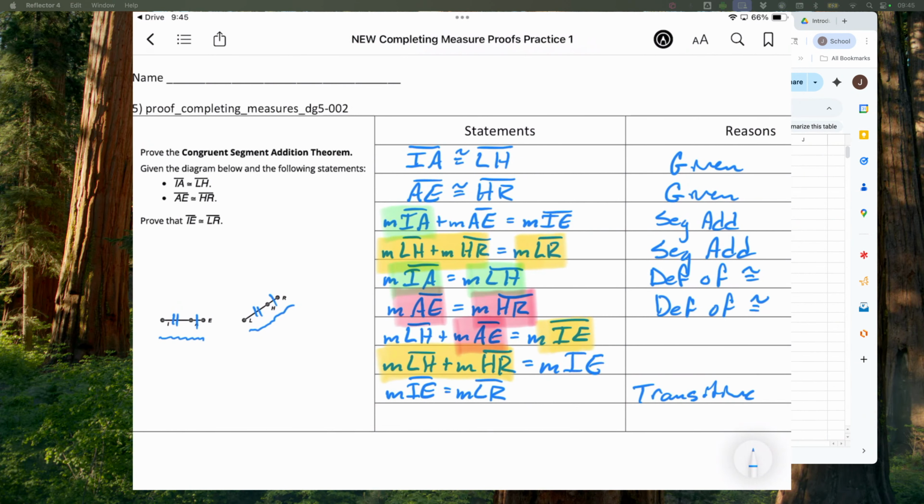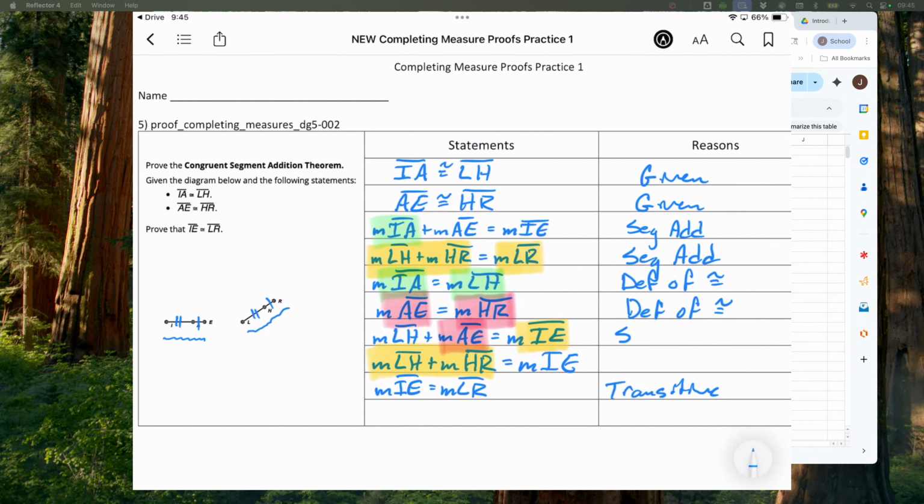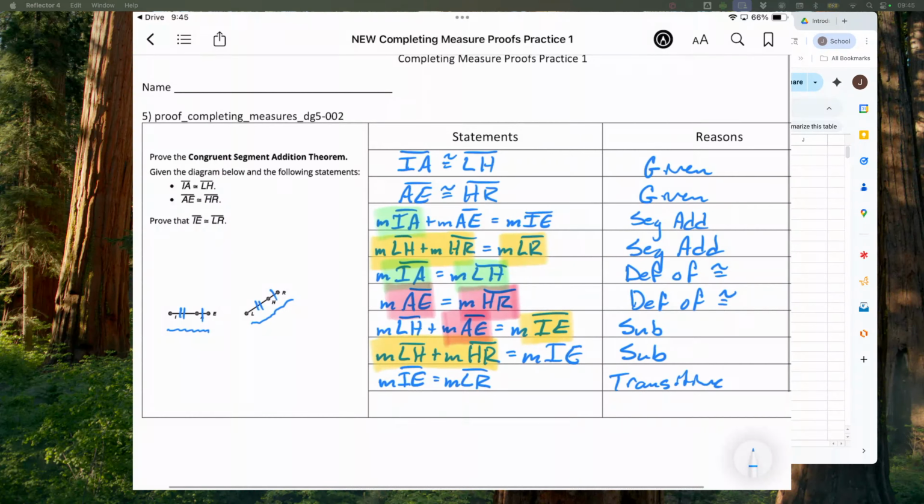And along the way, I should have been putting my reasons for the others. We replaced only one thing, so that is substitution. That last one was transitive. We need to go from a measure statement to a congruence statement. So IE is congruent to LR. That's definition of congruent.